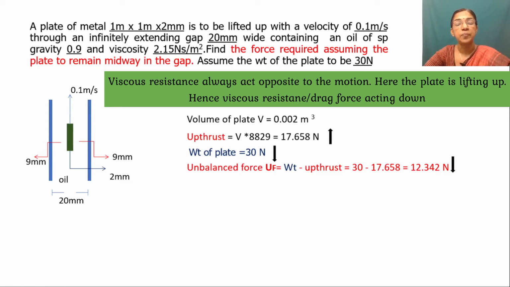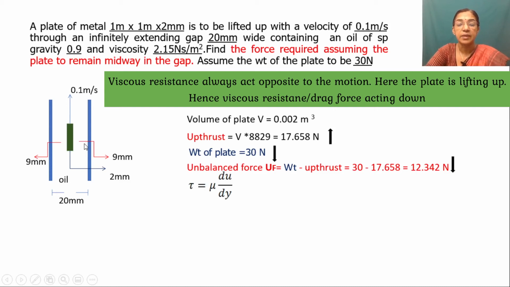Drag force is equal to the shear stress times the area. Here the viscosity of the oil is given, the velocity is given, and you know the gap. So we can calculate the viscous resistance, or the shear force. Shear stress multiplied with the surface area will give you the viscous force. Here there are two areas, so we have to consider these two areas where the viscous resistance is occurring.